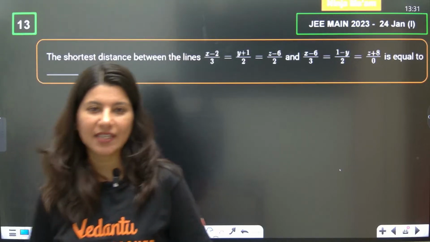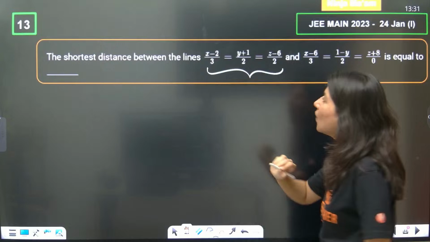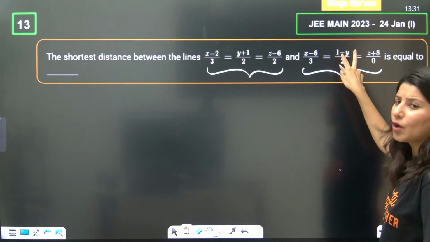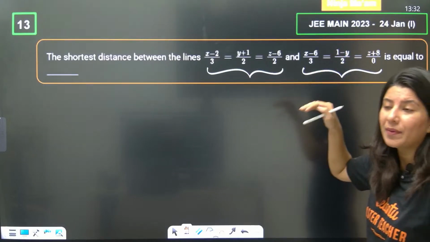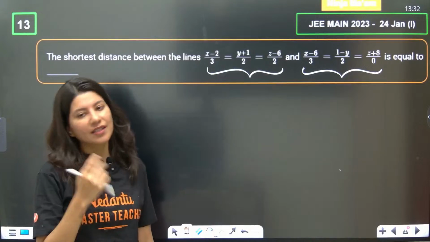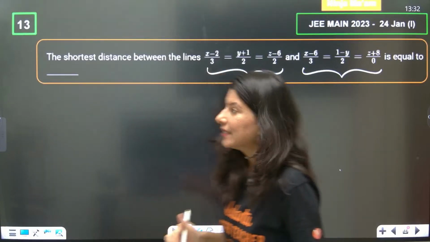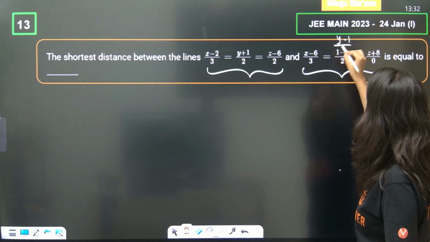Shortest distance between the lines. So this is your line number 1 and this is your line number 2. Can you see your line number 2 is not in proper format? Before applying the formula, make sure that both the lines are in proper format. Otherwise, the whole effort will go to waste. So now, this is actually y minus 1 upon minus 2.